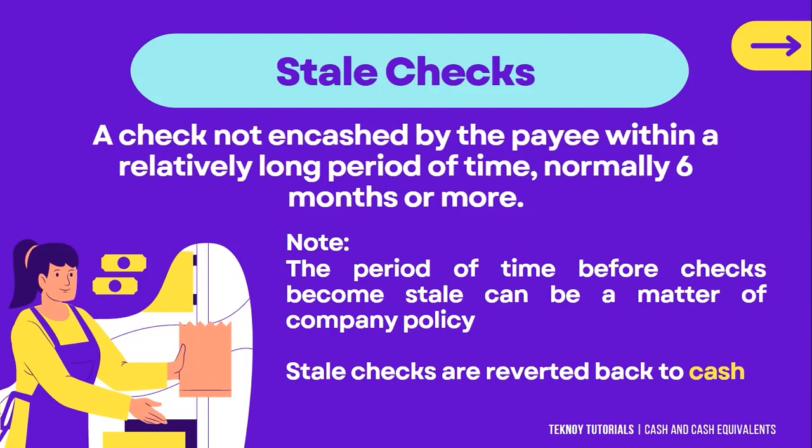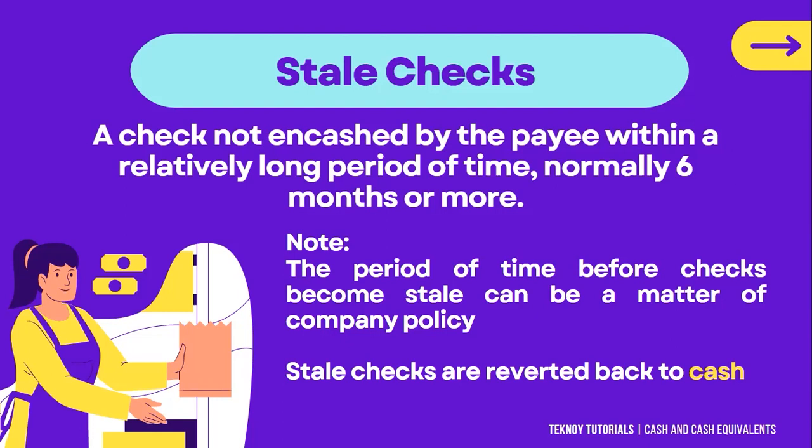Hence, with that being said, stale checks delivered to payees and other external parties are included as cash due to the fact that the amount was unsuccessfully encashed by the payee. However, if it is us who received a check that became stale, then that check is no longer part of cash.